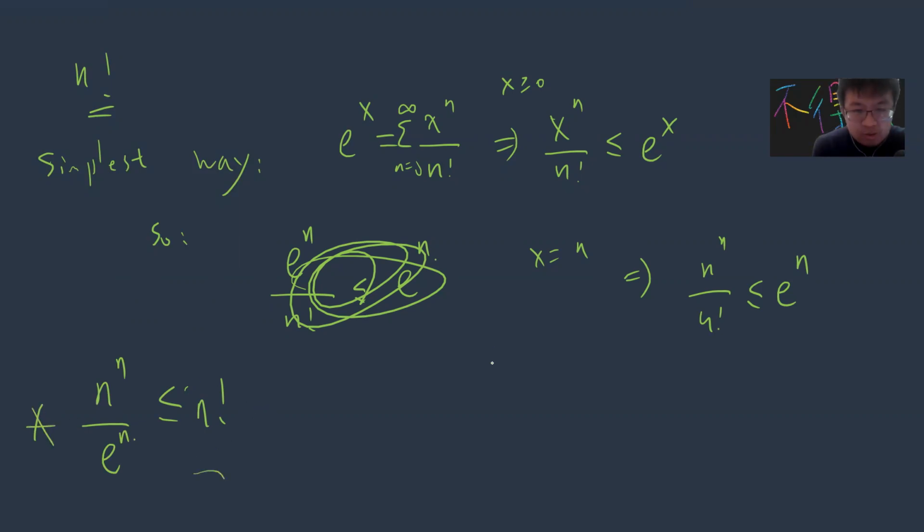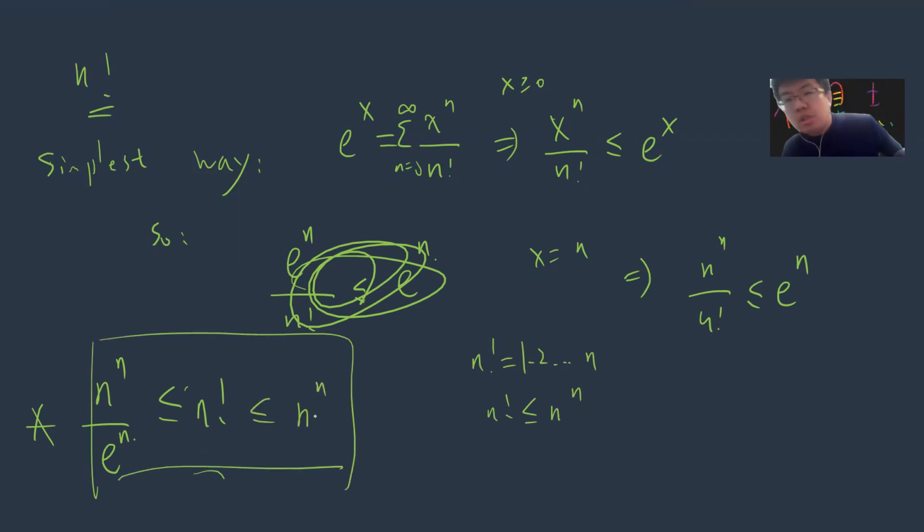And also, trivially, you know that n factorial is 1 times 2 times up to n, so n factorial is less than or equal to n^n. This is the trivial upper bound and lower bound that one can easily get using standard calculus. But this is not so good, so let's redo it.